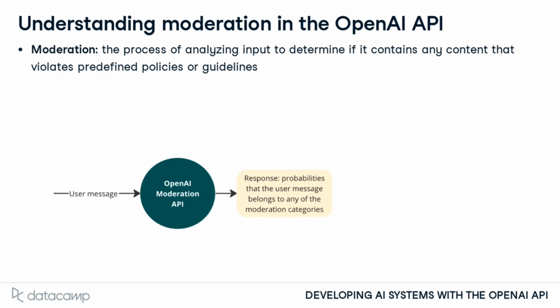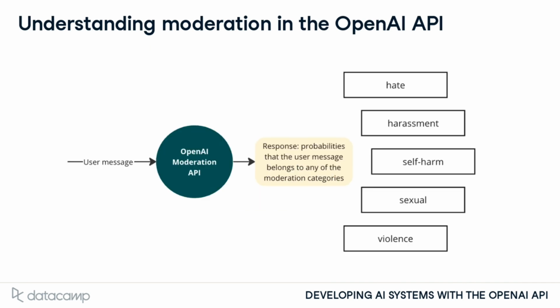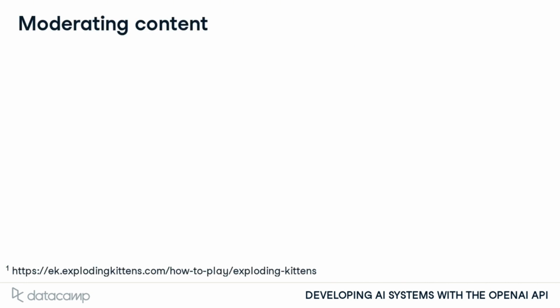OpenAI provides a moderations endpoint as part of its API to help developers automatically flag and filter out such content that violates community guidelines. The moderation endpoint uses OpenAI's models to evaluate text and assign a probability for each category of content violation. These categories have been selected by OpenAI and are hate, harassment, self-harm, sexually explicit content, and violent content. In the following code examples, we'll test the OpenAI API in moderating some text excerpts.